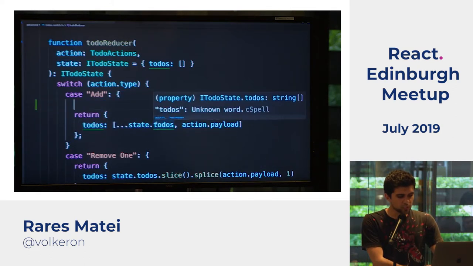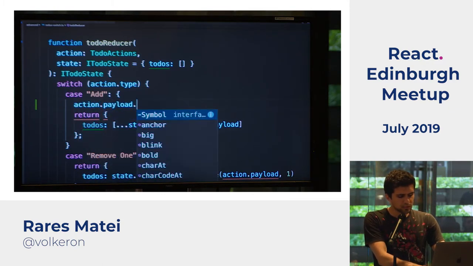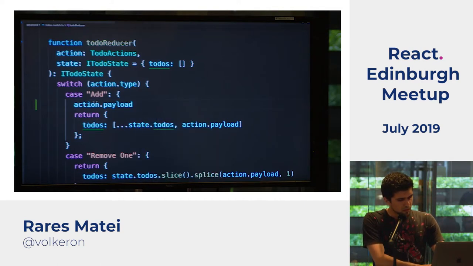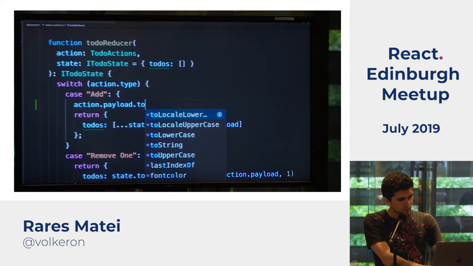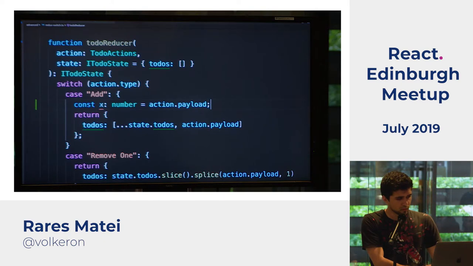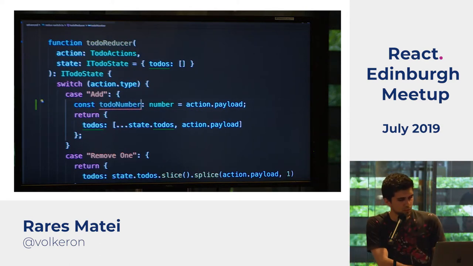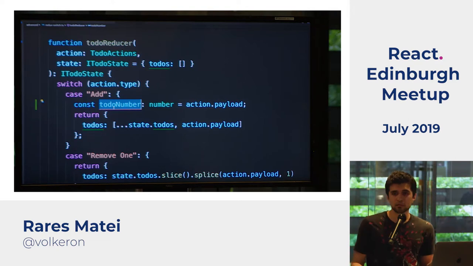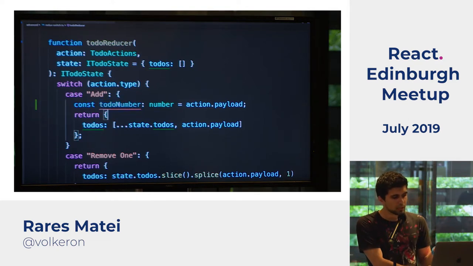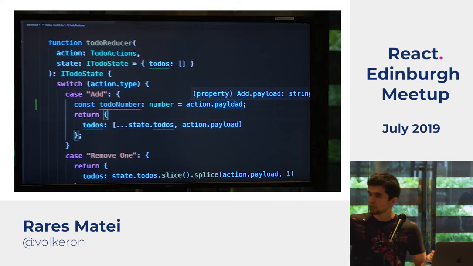But what if I'm not sure how to use this? Let's say on the action.payload, let's just do something. Let's say, for example, I want to assign the payload to a number. Let's say to-do number. Let's say I kind of forgot how the action interface works, and I think I'm getting the to-do number on this one as part of the payload. Well, TypeScript is actually not going to let me, because it knows that the payload of the add action, so you can actually see it here, is going to be a string.